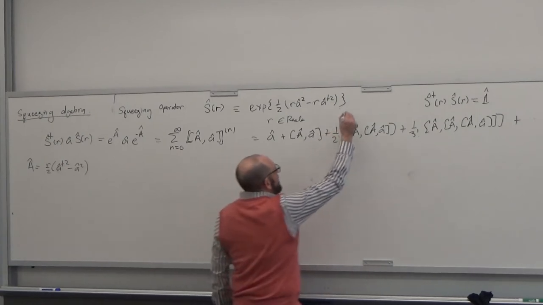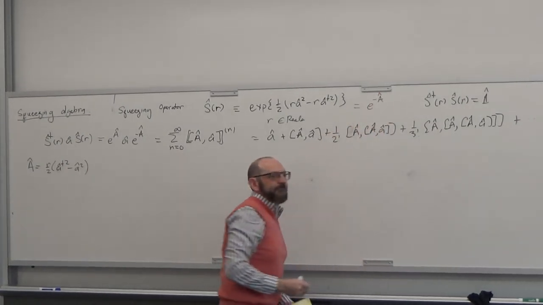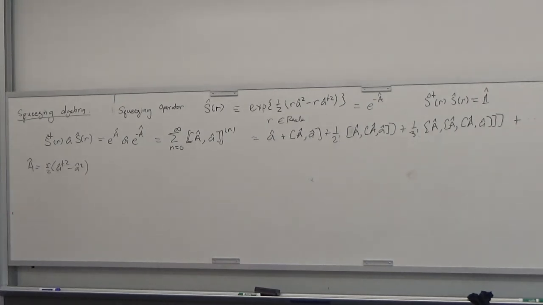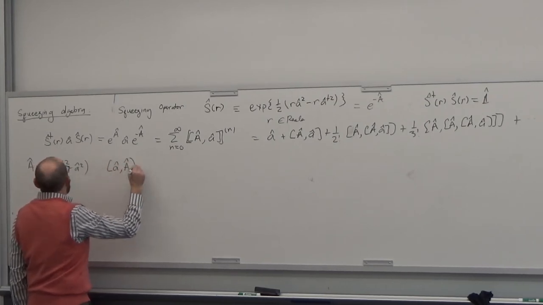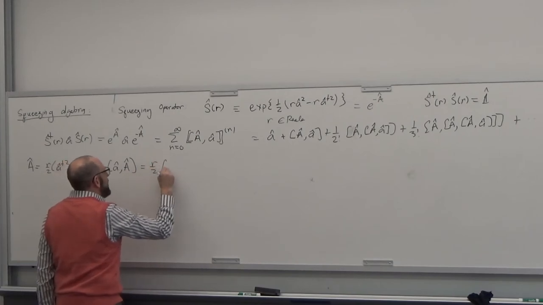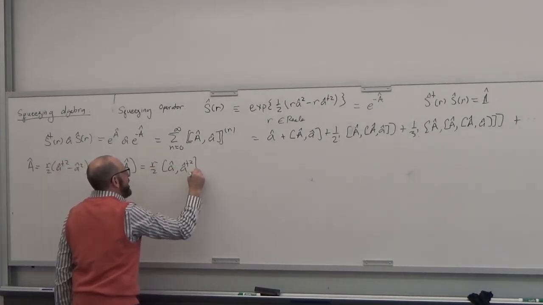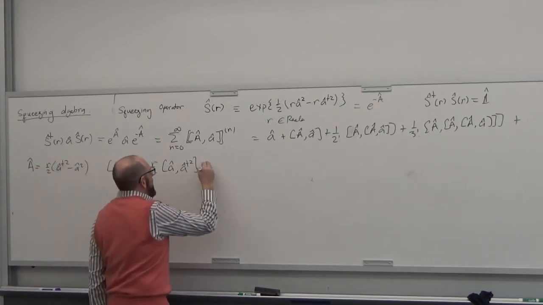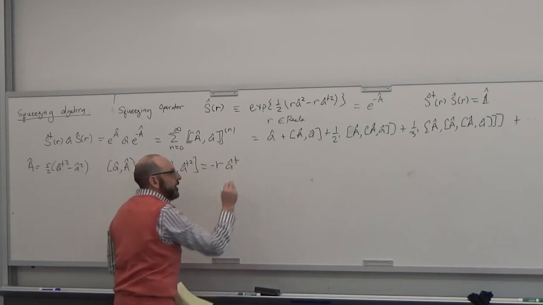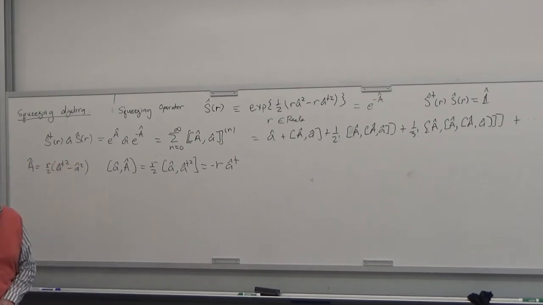I wrote S. And because I've got to keep track of these minus signs, I hate that, that's life. The annihilation operator commuted with this is equal to r over 2, the annihilation operator commuted with A dagger squared, which is minus 2 times A dagger. Right? Because I had taken them out twice. There's a plus one. No, that's a plus.